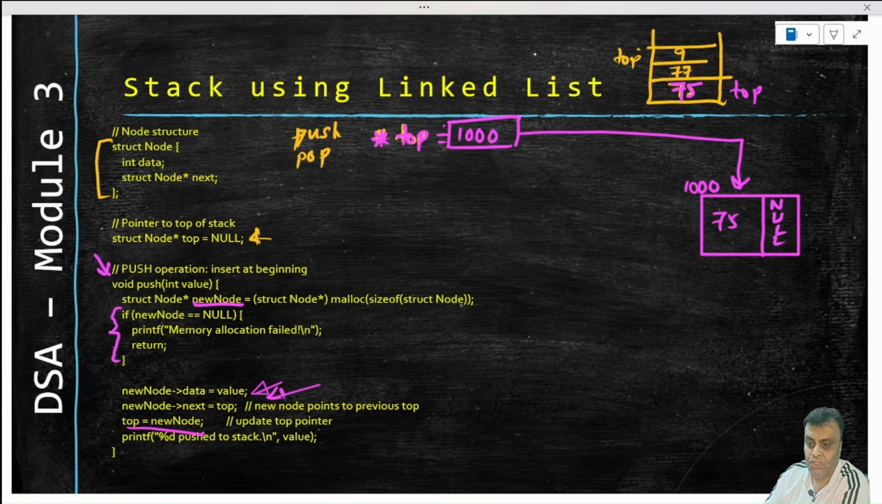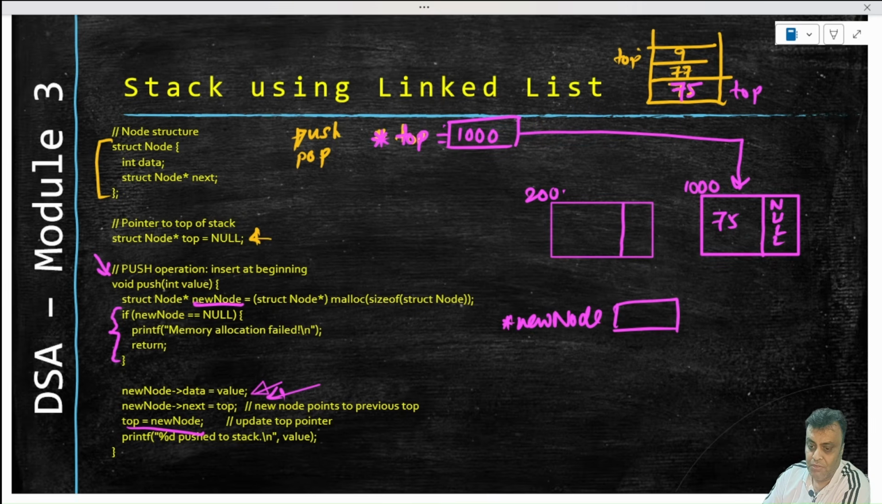Now next time we push 77, right, what will happen? Again, the fresh node will be allocated by malloc, and once malloc allocates the fresh node, we will use new node to point to that fresh node, and let's say that is at 2000, and we are pointing here at 2000. Then we'll say new node, wherever you are pointing, I want that value to be 77. Where is this code? Here is the code. I want that value to be 77. And new node, wherever you are pointing, that next I want it to be at the top. Top is already pointing to here, so this will become 1000.